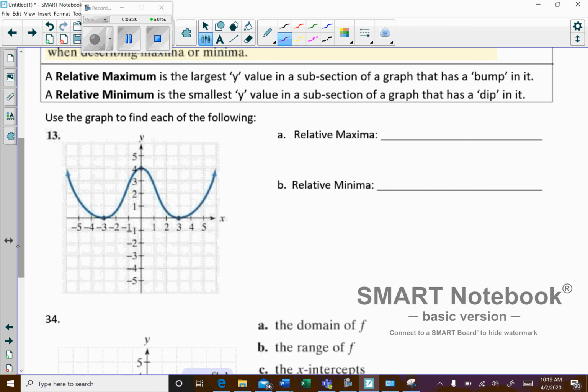So looking at number 13, it has two little sub low points. So you just kind of look for little dips in the graph. That's what I kind of say. If you're looking for a relative minimum, look for a little dip in the graph. If you're looking for a local maximum, look for a bump. So you can see we have a little bump right here.